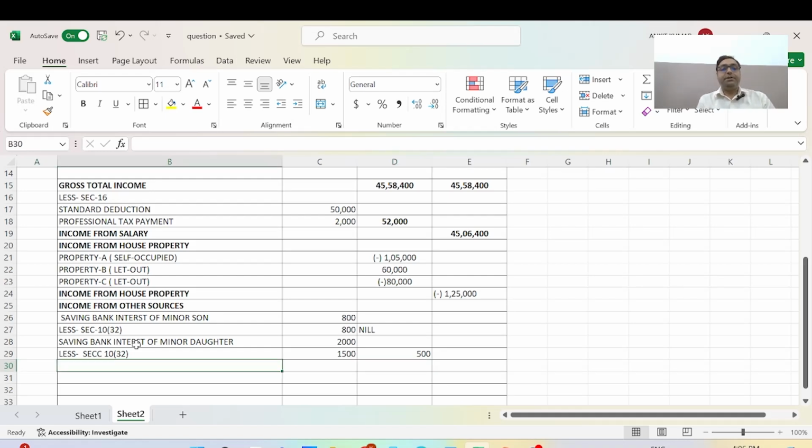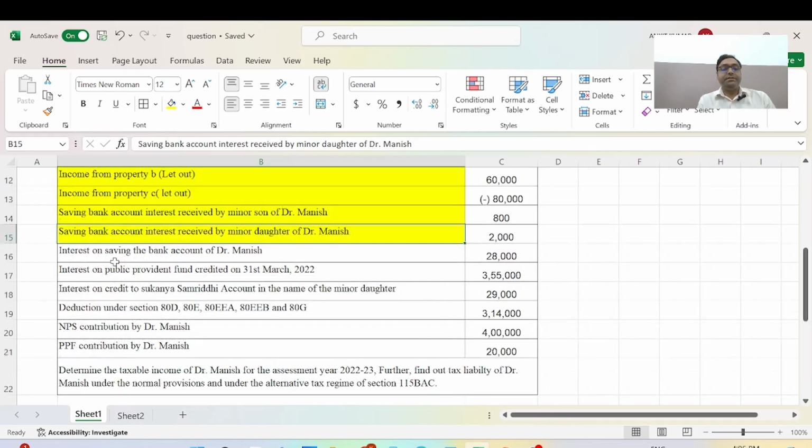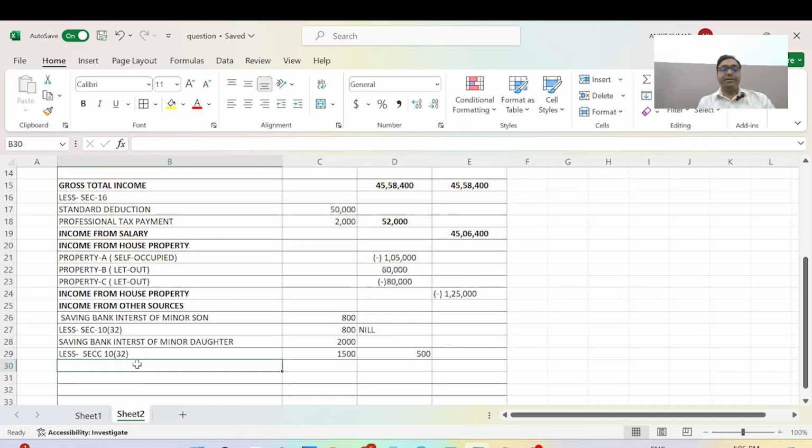Next is the interest on the savings bank account of Dr. Manish himself. It is very necessary to mention this. It is fully taxable, 28,000 rupees.